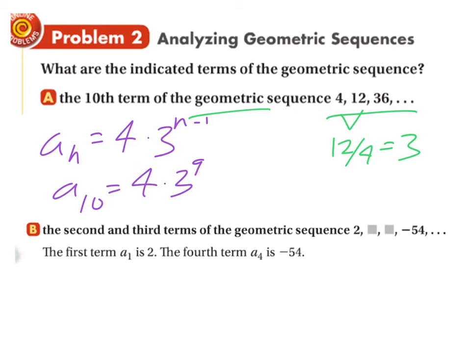And for now I'm just going to leave it like that. You could certainly use a calculator to figure out what that would actually equal, but I'm just going to leave that there for now.